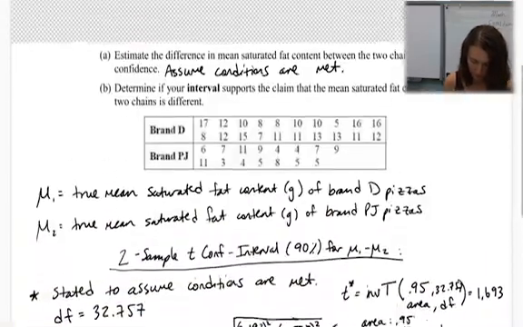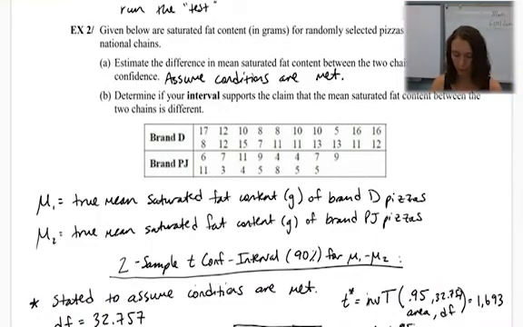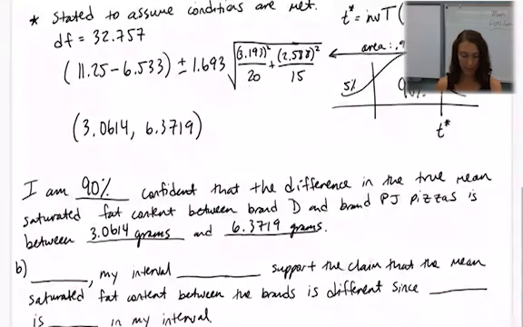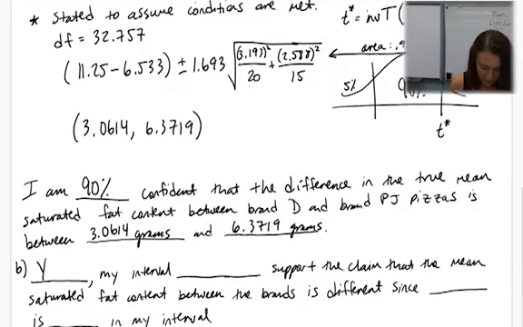Now, part B asked me to determine, using my interval, if my interval supports the claim that the mean saturated fat content between the two chains is different. So remember, if they were the same, then mu1 would equal mu2, or mu1 minus mu2 would equal 0. So if 0 is not in my interval, then I can say that they're not the same. So yes, my interval does support the claim that the mean saturated fat content between the brands is different, since 0 is not in my interval.